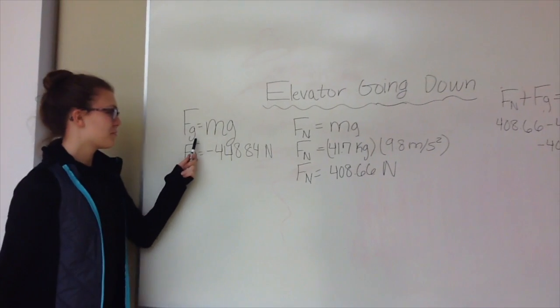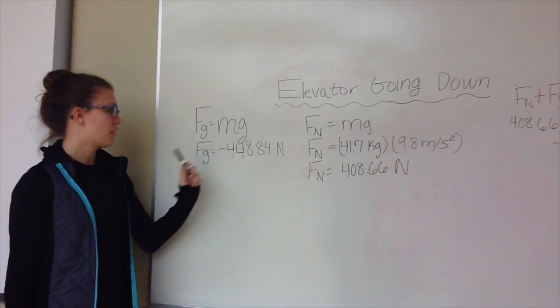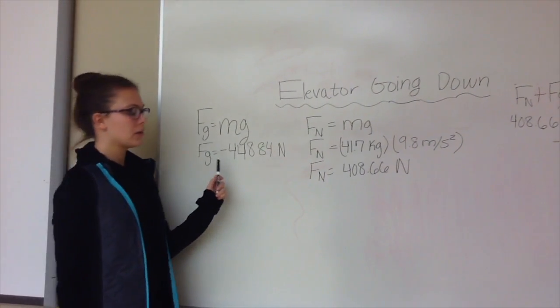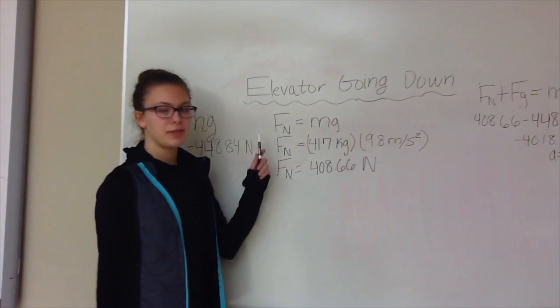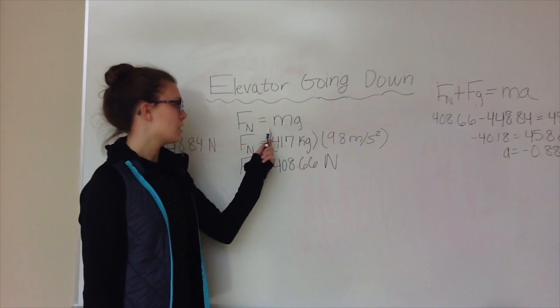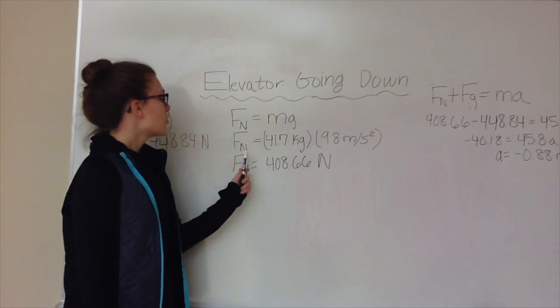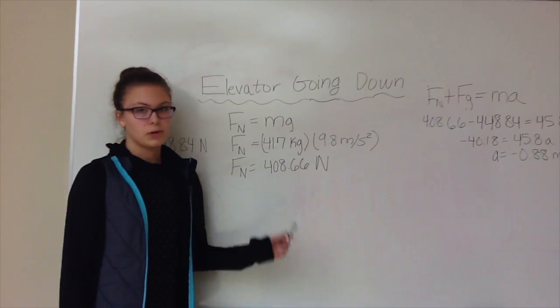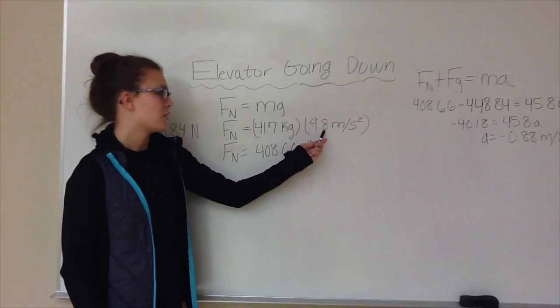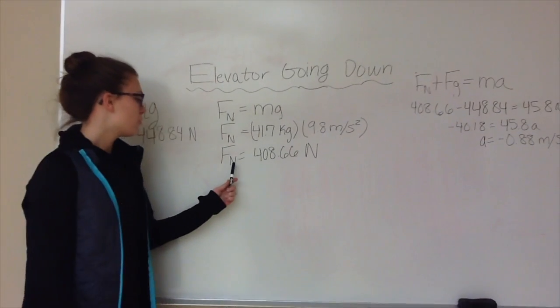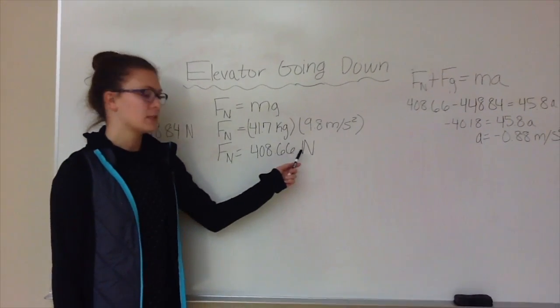So now we're going to find the acceleration as the elevator is going down. As a reminder, force of gravity equals mass times gravity, and in this case, our force of gravity is negative 448.84 newtons. So now we're going to find the force normal as we are going down, which equals mass times gravity. So our force normal equals 41.7 kilograms, Olivia going down, times our gravity of 9.8. So force normal equals 408.66 newtons.